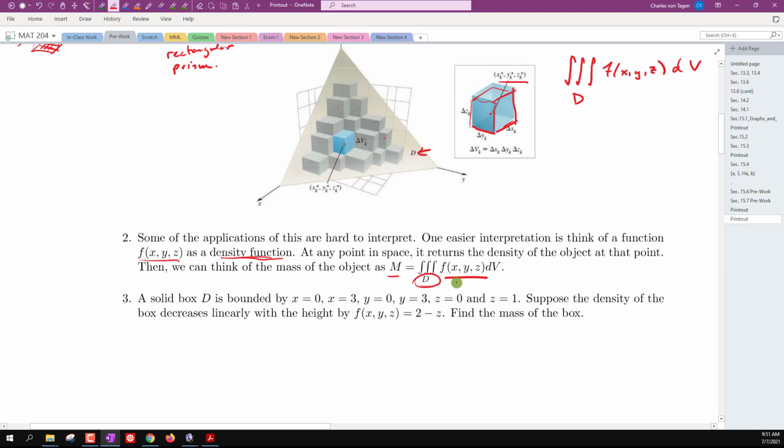Okay, that was a little bit heady as far as the description. In the next example, we'll go ahead and just compute a triple integral. So join me in that next video.